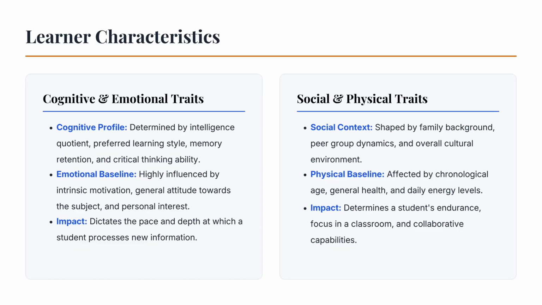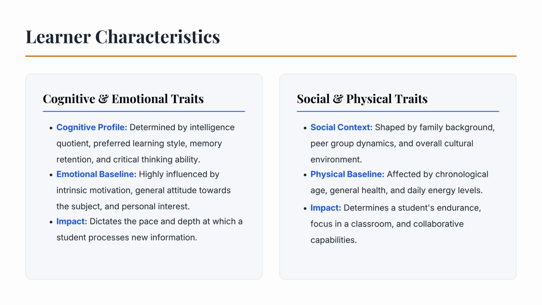Learner's characteristics. Moving on to the learner's characteristics, every learner is unique and differs based on four main characteristics, which are cognitive, emotional, social, and physical traits. Starting with cognitive characteristics, it includes intelligence, learning style, memory, and thinking ability, while emotional characteristics cover motivation, attitude, and interest. Social characteristics revolve around family, peer groups, and environment. Lastly, physical characteristics include age, health, and energy levels.